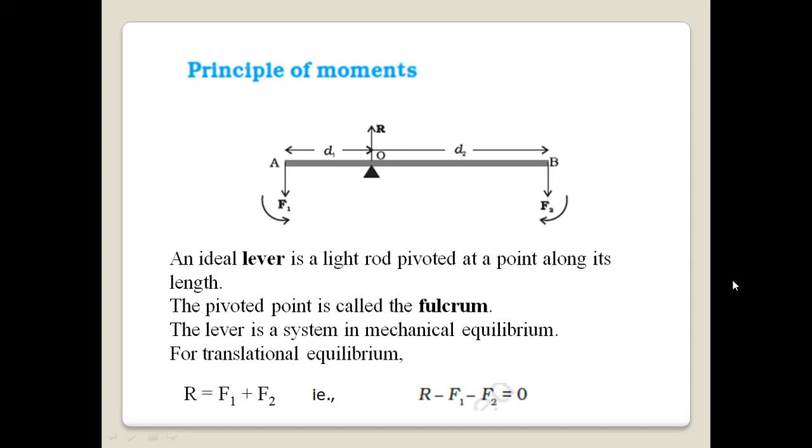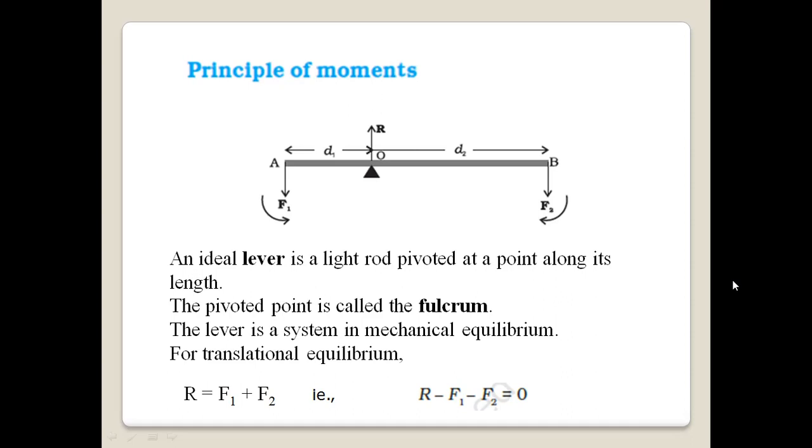Next, we are going to study about the principle of moments. Here the diagram is slightly different. We have a light rod AB, and it is pivoted at the point O. The distance from A to O is represented as D1 and the distance from B to O is represented as D2. You can see there is a force F1 at A and a force F2 at B.